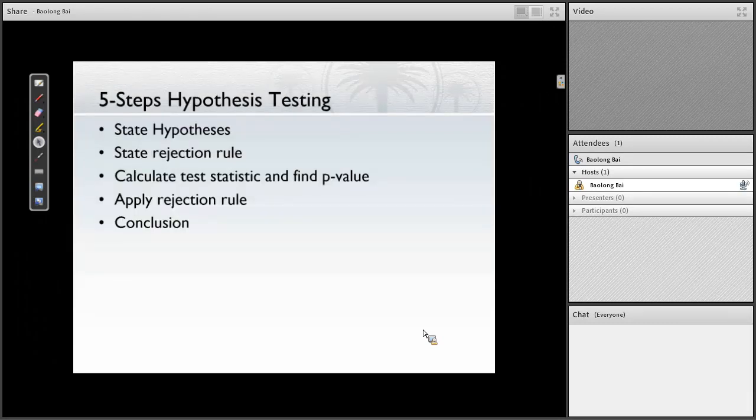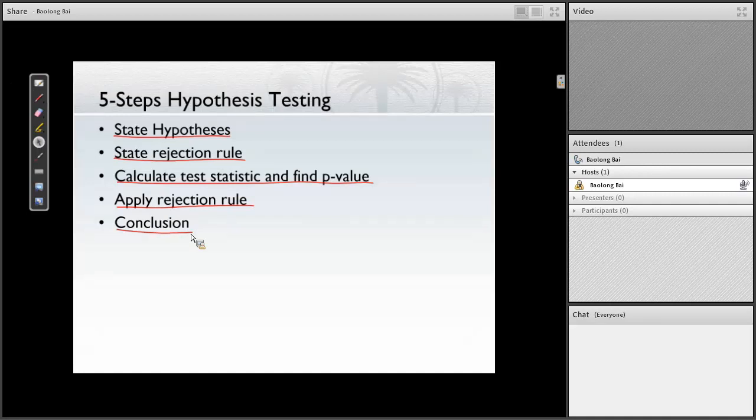And then we have the 5-step hypothesis testing procedure. Step 1, stating hypothesis. Step 2, state the rejection rule. Step 3, calculating test statistic and find p-value. Step 4, apply rejection rule to make a decision. And step 5, write a conclusion. Basically, the last step is interpret the result. Right? So right now, we're going to start one step at a time. We're going to talk about what we're going to do in each of the steps. Finally, afterwards, we're going to put everything back together to go through a particular hypothesis test problem.